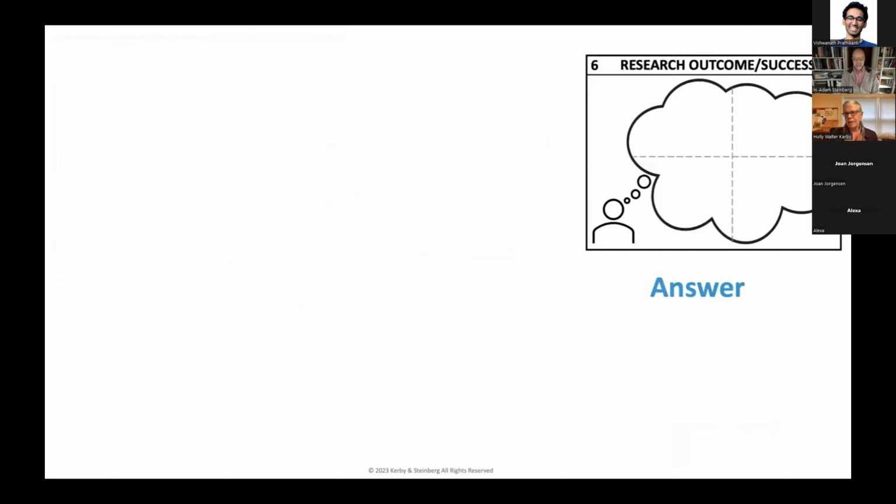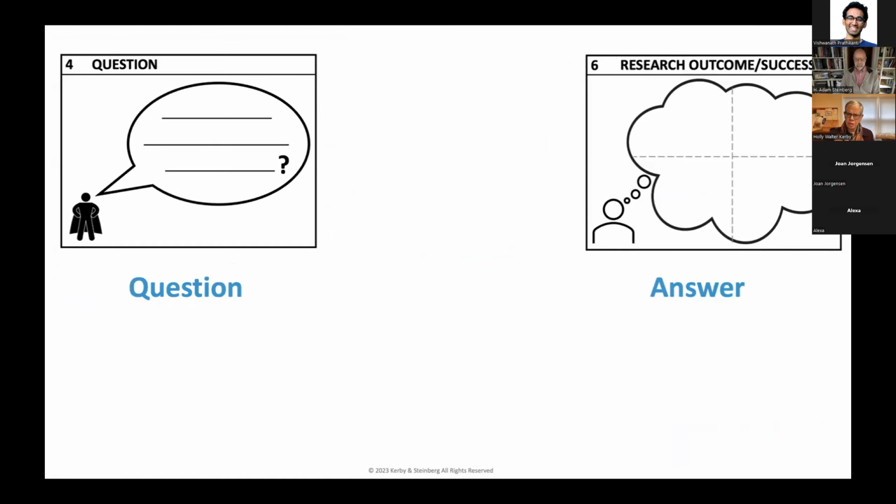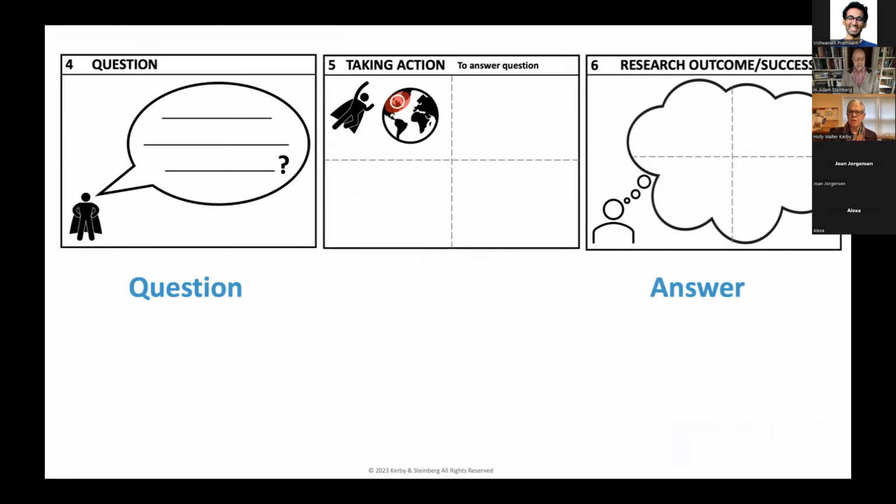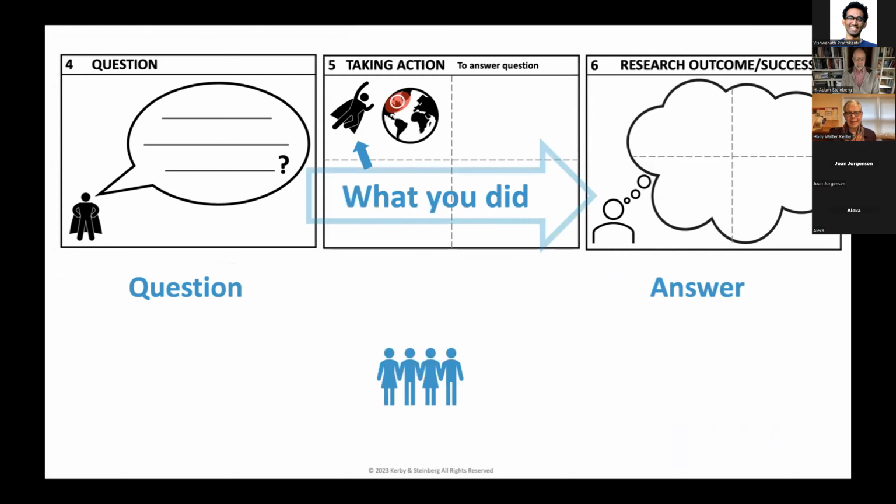And I'm just going to describe one more slide in any detail at all. So you have the answer, and you have the question, and the next slide we would have you do is the taking action slide. And in taking action, that's when you show the audience what you did to answer that question and come up with the outcome.